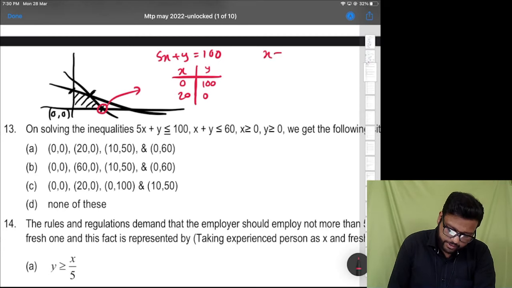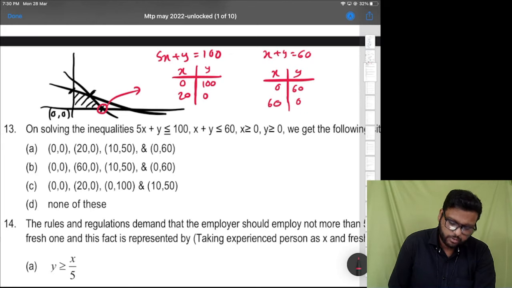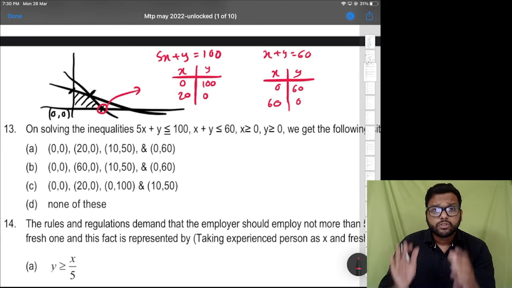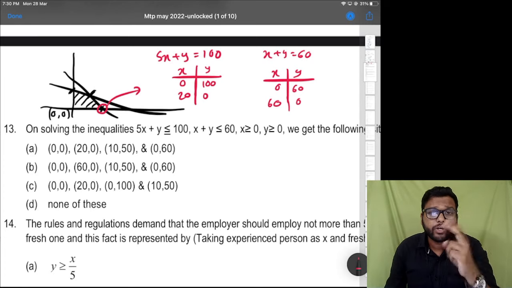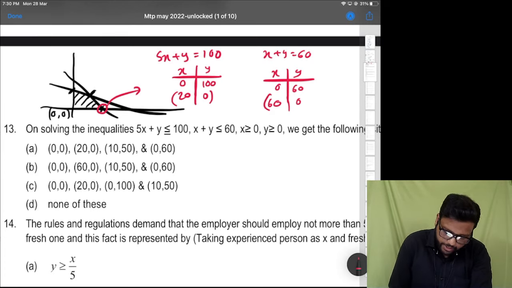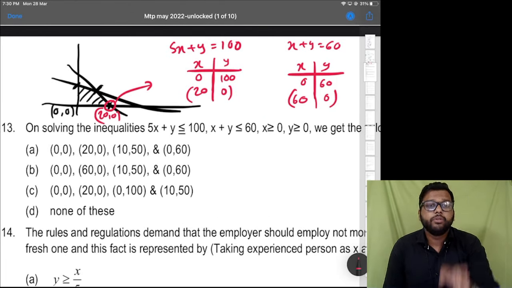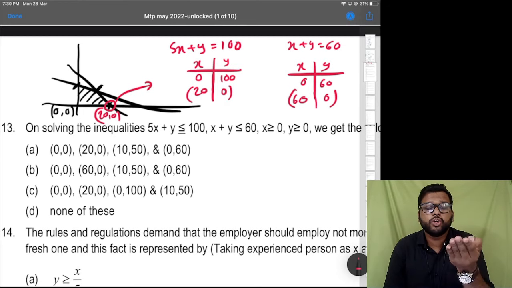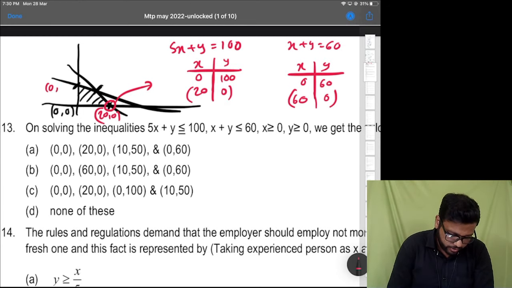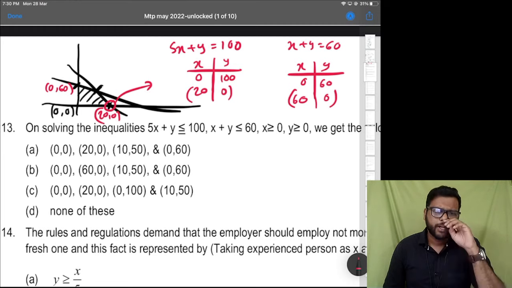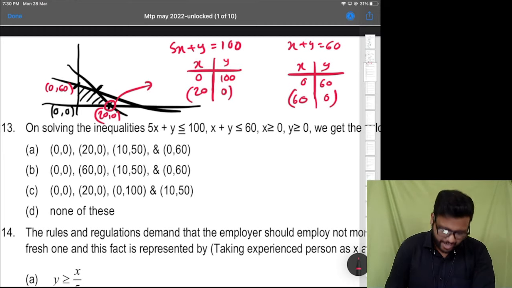Similarly, second equation is x plus y is equal to 60. That means when x is 0, y is 60. When y is 0, x is also 60, right? So logically on x axis we are going to have 2 points, 20, 0 and 60, 0. Think logically, this has to be 20, 0, right? Why? Because it comes first. Similarly on y axis we are first going to have 0, 60 and then 0, 100. So this is 0, 60. So our answer must have these points, and this intersection point.